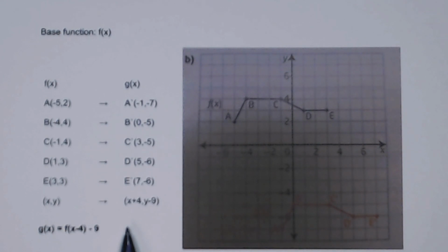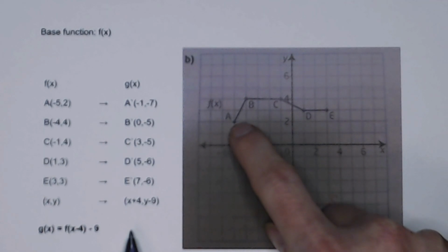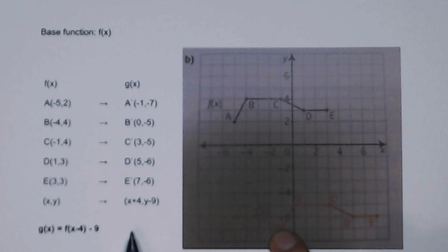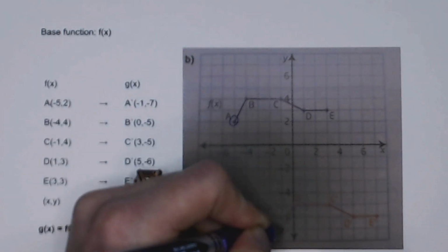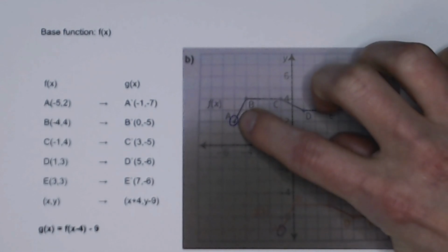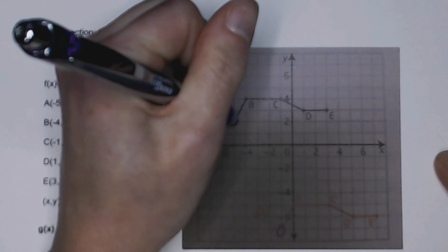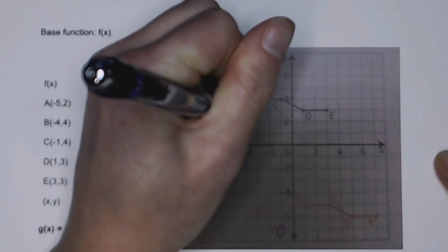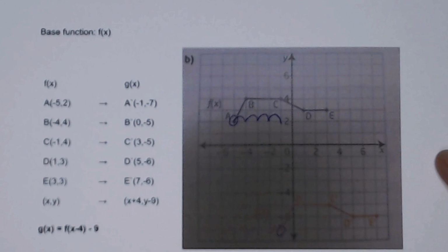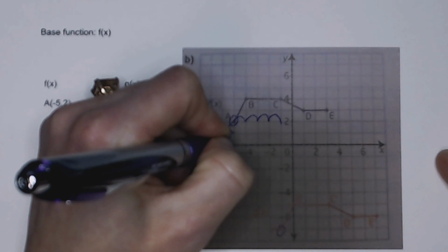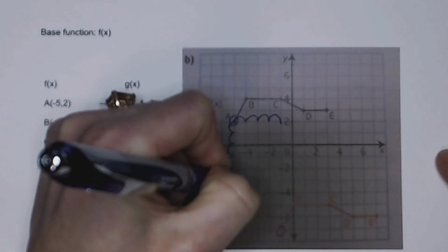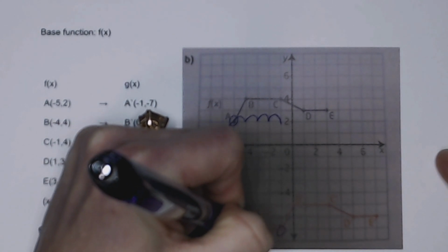The exact same thing that we've done in the previous question we're going to do here. We're going to pick a reference point and see how it has moved to get from this original point down to this new point here. We're going to look at A and A prime. Now, if you look at the original A on f of x, you can see that it has moved over to the right 1, 2, 3, 4 units. And then if you look at how far down it's moved, you can see that it's moved 1, 2, 3, 4, 5, 6, 7, 8, 9 units.